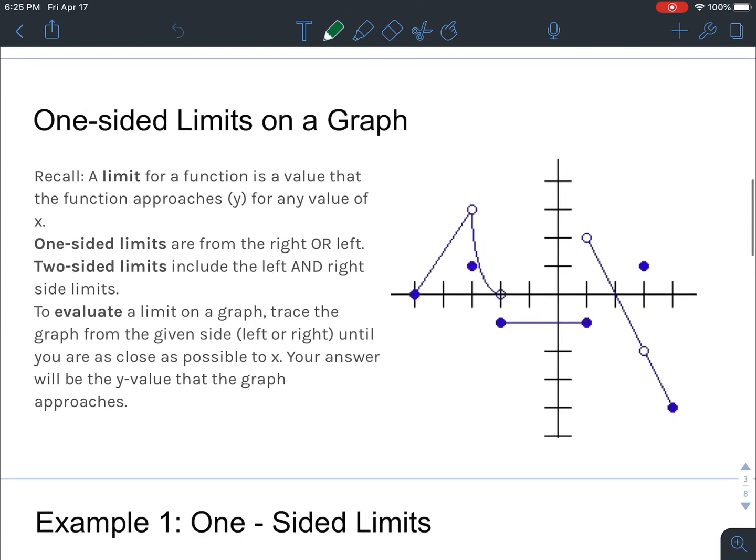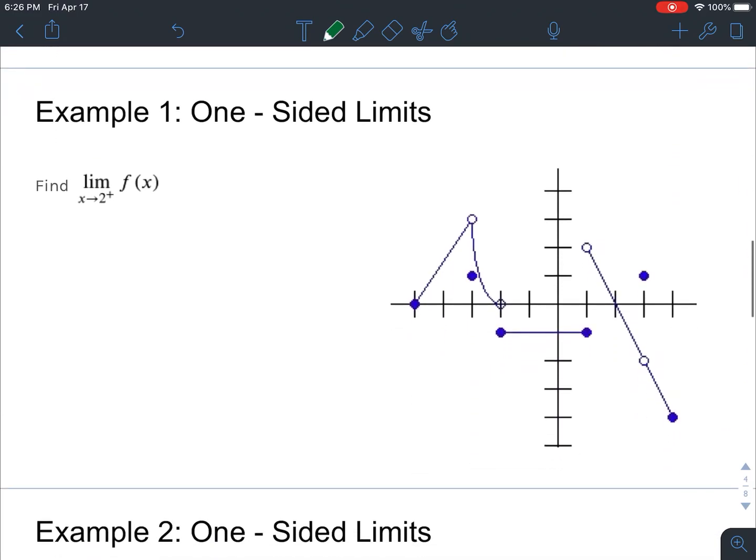One-sided limits on a graph just means that you're tracing it from one side. If it's from the positive side, it's from the right-hand side. If it's from the left-hand side, it's from the negative side. So just remember that. We're not going to go over two-sided limits today. We're going to go over that later this week. To evaluate it, you're just tracing it up to whatever value of x, and then you're noting what value y is at.